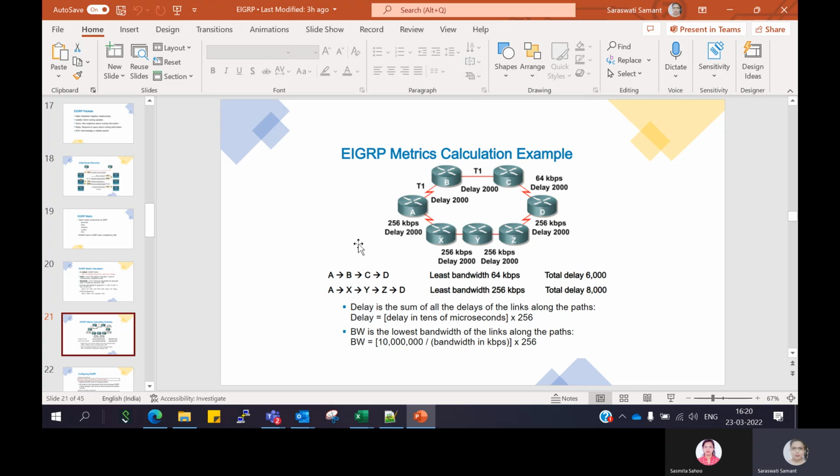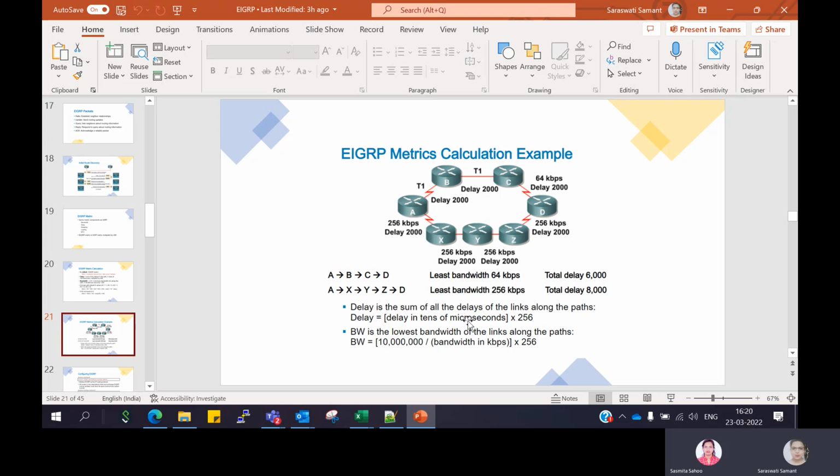So here is a brief example from A to D: A, B, C, D. It has mentioned the delay, and it has mentioned the least bandwidth, which is 64 kbps here. So total delay 6000, least bandwidth 64 kbps. Delay is the sum of all delays.